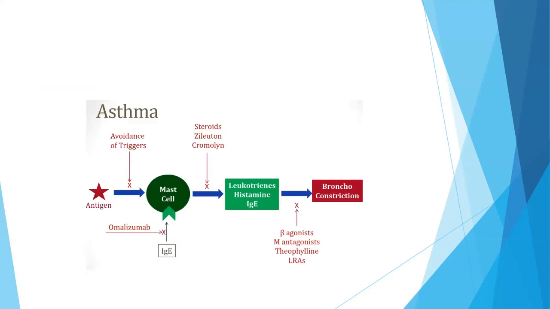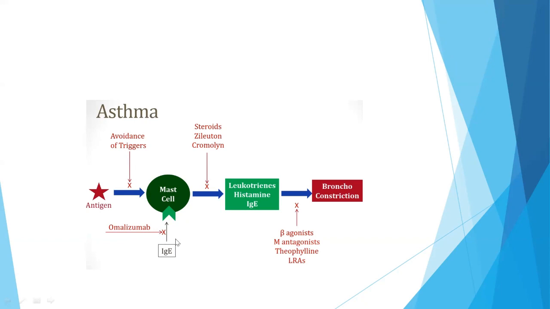So asthma, okay. First there is exposure to antigen. So the first thing we can do to prevent asthma from developing is the avoidance of triggers, okay. So that antigen then activates the mast cell, okay, or we can see IgE production can then activate the mast cell.